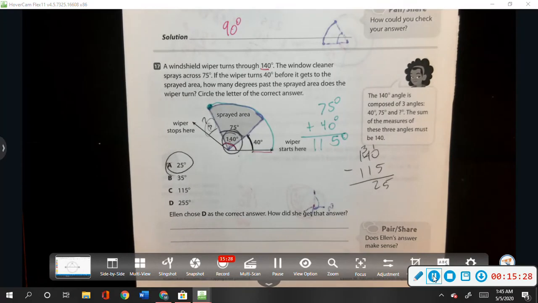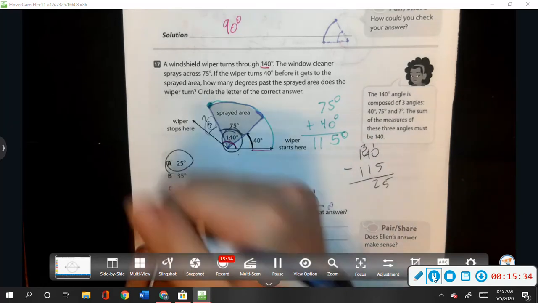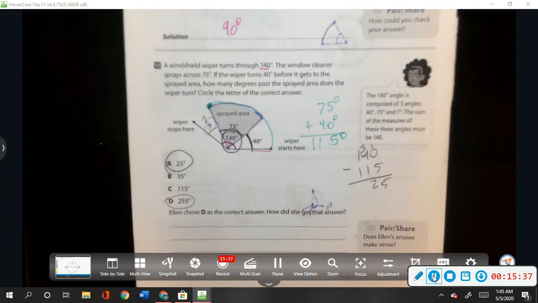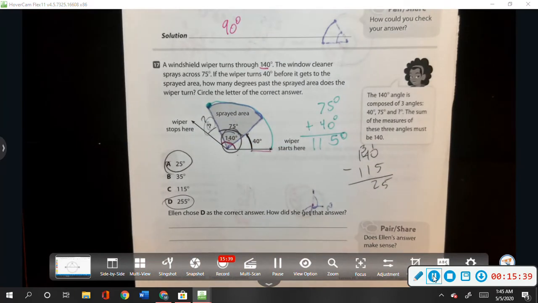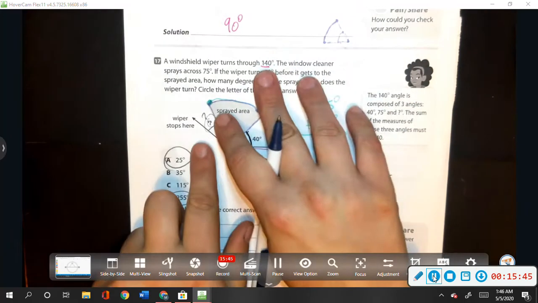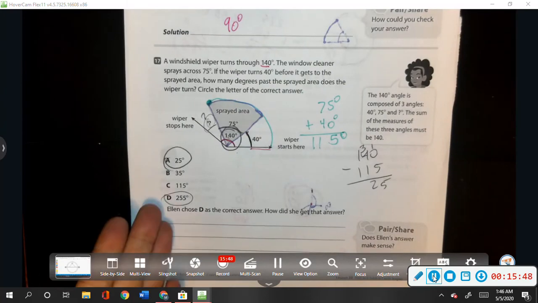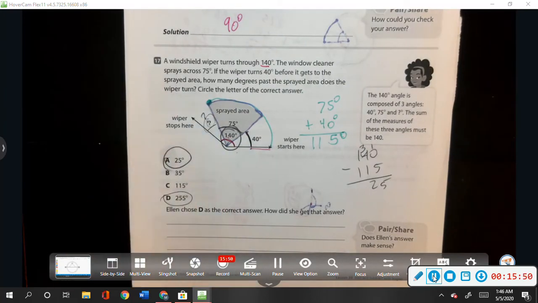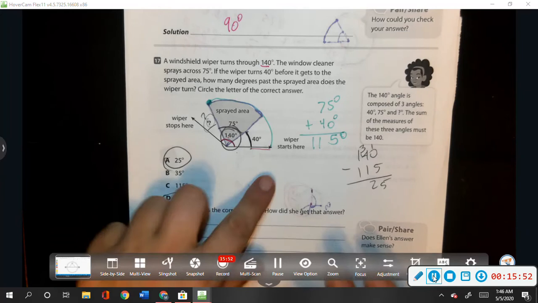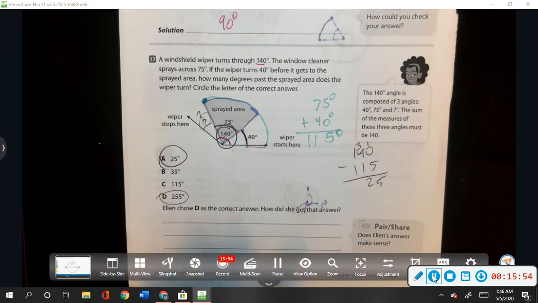Now it says Ellen chose D as the correct answer. How did she get that answer? So D would have been 225 degrees. Does that sound right? That's way too big for this itty bitty angle right here. And it's even bigger than the angle that the wipers turn, which is the 140 degrees.